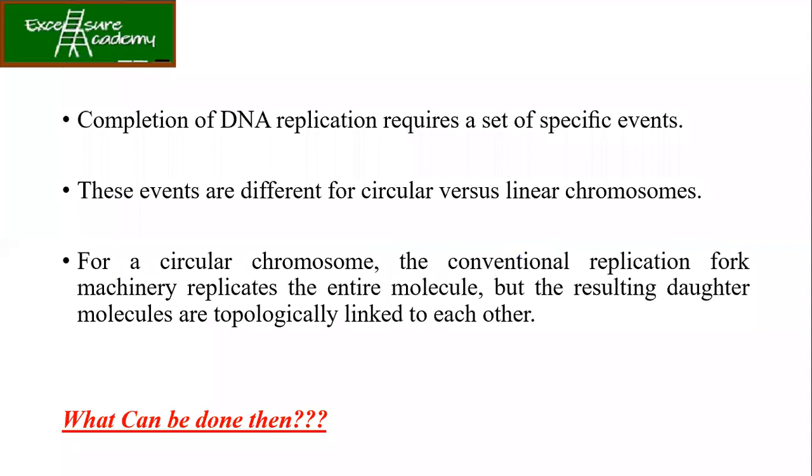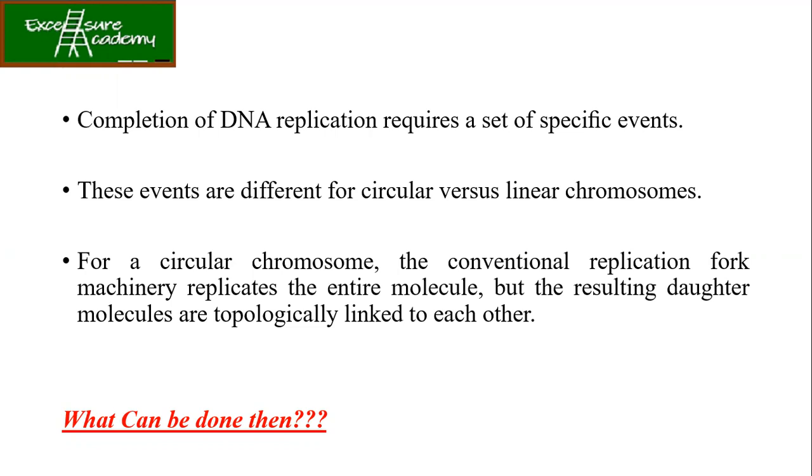Okay, so completion of DNA replication requires a set of specific events. So guys, you must have seen in whatever we have been studying so far that there is a sequence or order to it, right? And if any deviation happens in this order, ultimately the pathway gets disturbed, your cell is not able to replicate properly, and finally the cell has to die. Okay, now these events are different for circular versus linear chromosomes, of course. So these events are going to be different for prokaryotic as well as eukaryotic chromosomes.